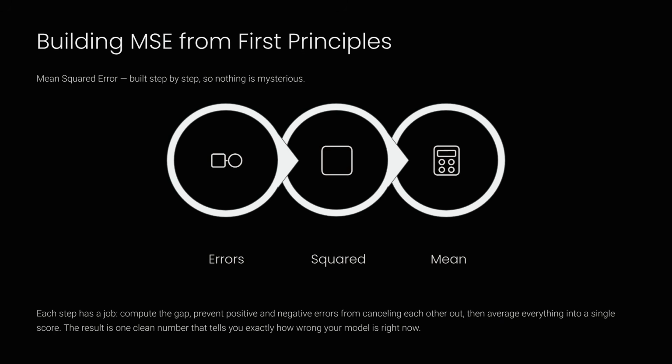We calculate mean squared error, or MSE, in three steps: first finding the errors, then squaring them, and finally taking the mean. This results in a clean, singular metric for model performance.